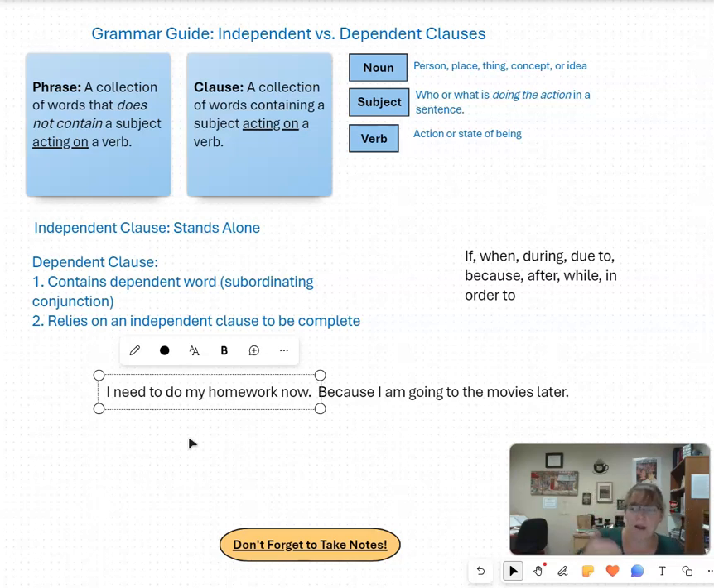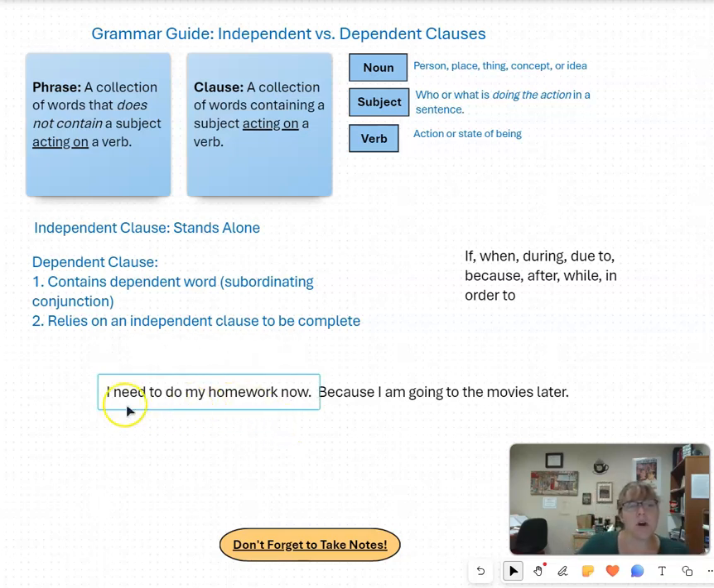Okay. But if I walk into the grocery store up to a random stranger and I'm like, because I'm going to the movies later, right? They're going to think I'm crazy for two reasons. One, I'm walking up and talking to a random stranger. Two, I am not giving them any useful information. They need to know what comes next.